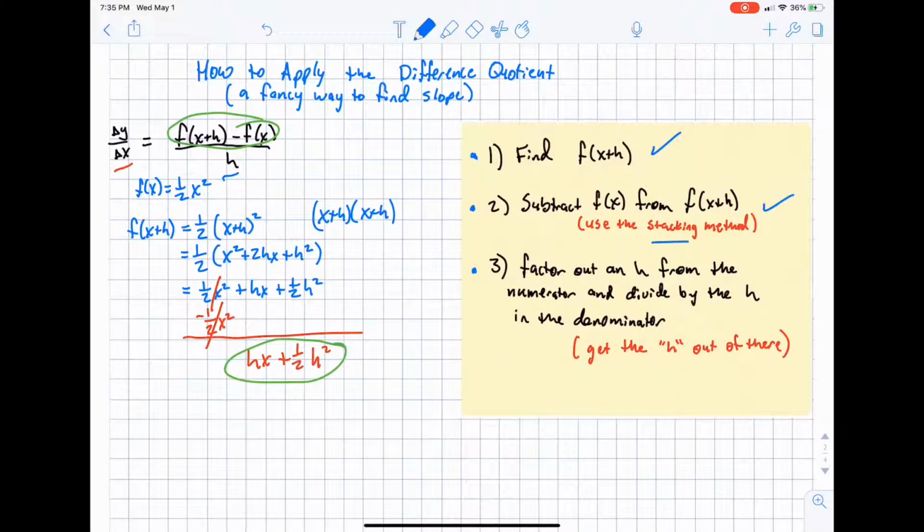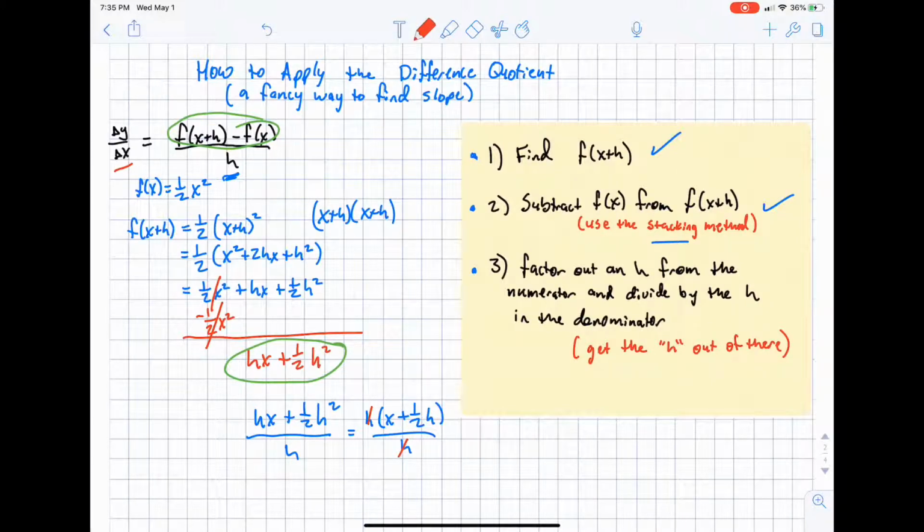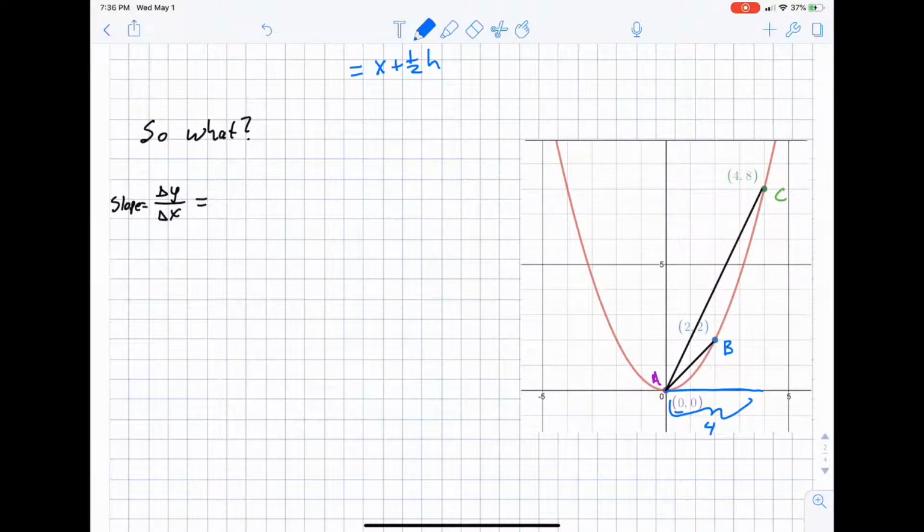So now I need to do step 3. So I need to factor out an h from our numerator and divide out the h that's in the denominator. So I need to get the h out of there. So here we go. So my numerator is hx plus 1/2 h squared. And our denominator is h. So I'm going to factor out an h from our numerator. That'll leave me with an x plus 1/2 h. And then we have our h in the denominator. Notice that this h cancels out with that h. So what is the final result? We end up with x plus 1/2 times h. Great work. Good job. We figured it out.